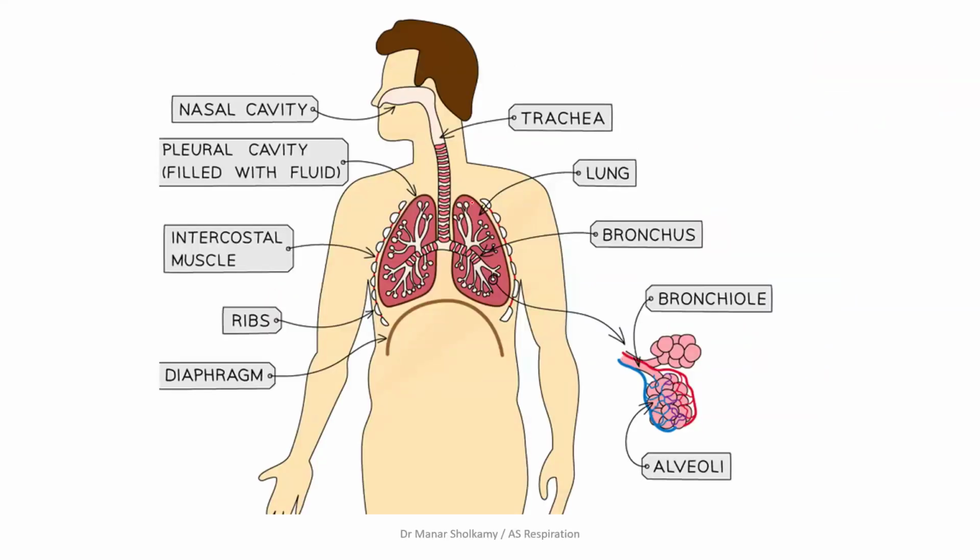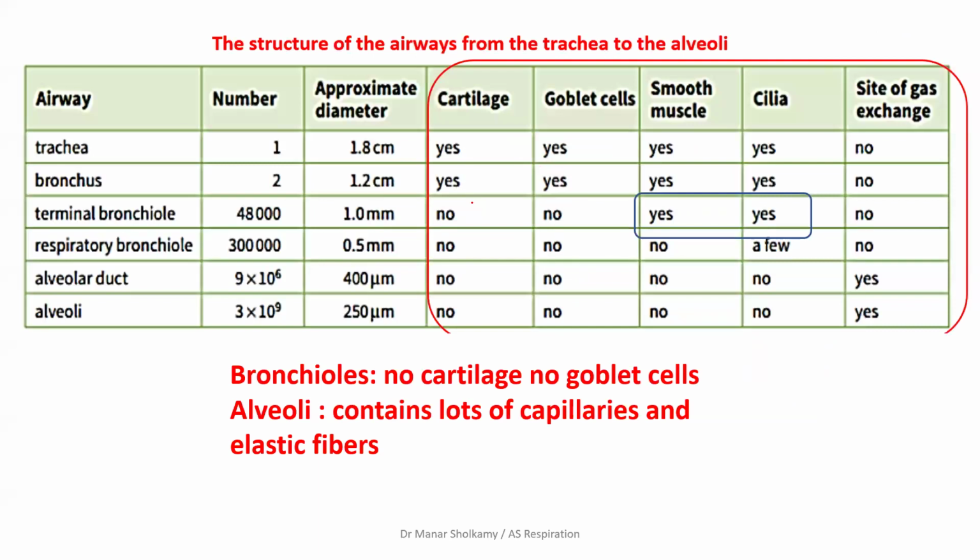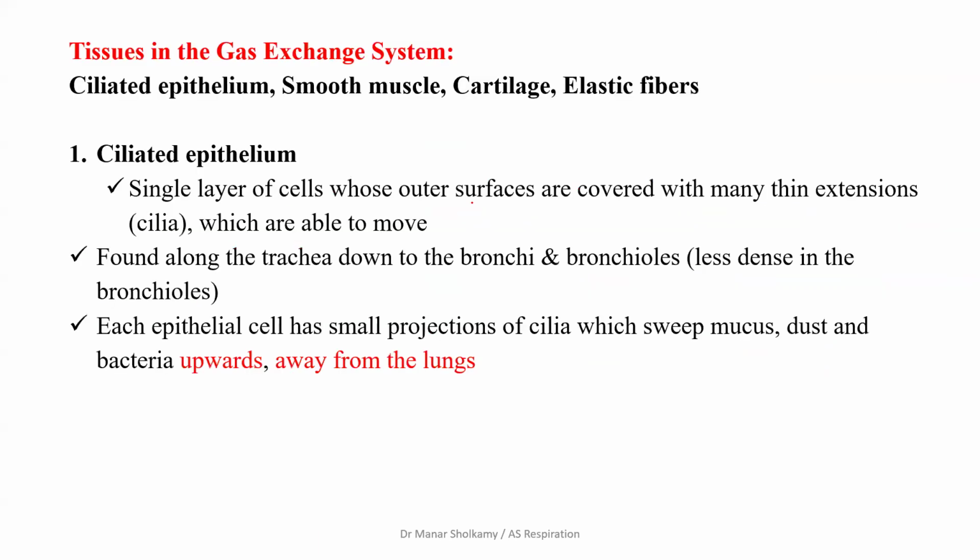And then we talked about the anatomy. This anatomy part was very, very easy. And we talked about the different tissues: ciliated epithelium, smooth muscles, cartilage, and elastic fibers. And why do I tell you that this lesson is easy? Because you heard about those tissues before.